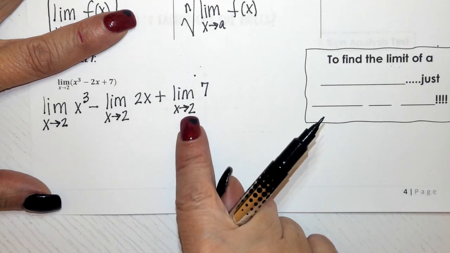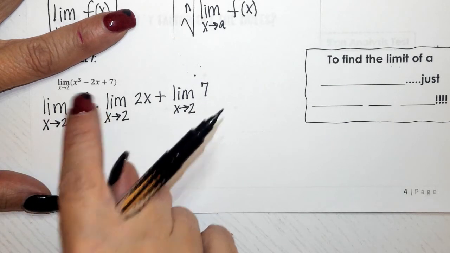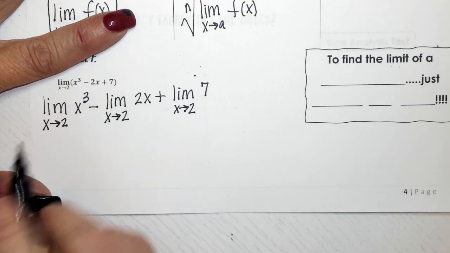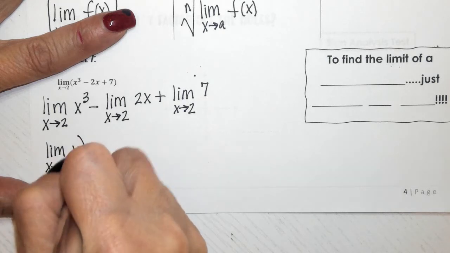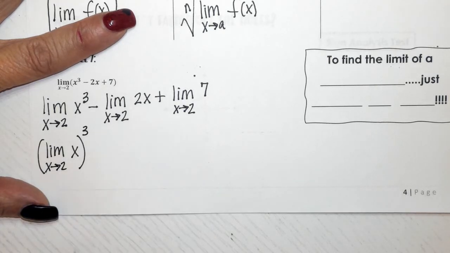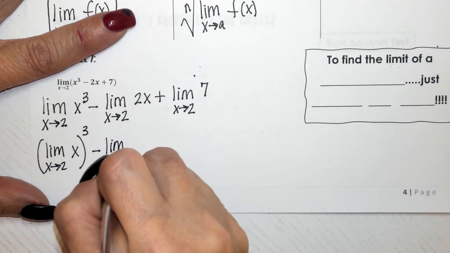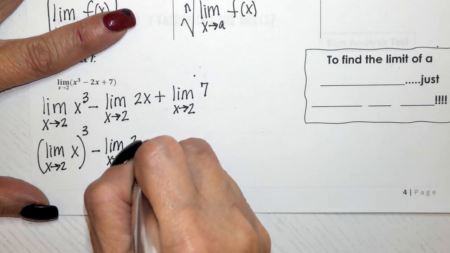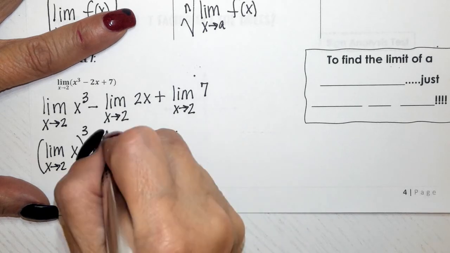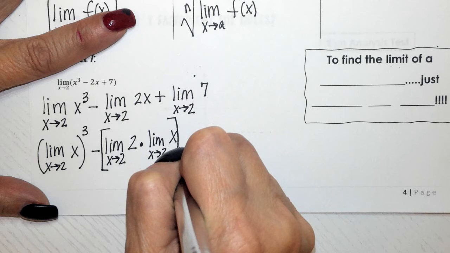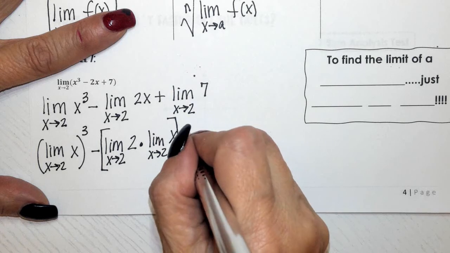I know that the limit of a constant is just that constant, right? I know that the limit of x cubed, I can take the limit of x and then cube it. So this will look like this. The limit as x approaches 2 of x, and after I figure that out, then I can cube it. Minus 2 times x, well, that's the limit as x approaches 2 of 2 times the limit as x approaches 2 of x. Now I'm going to put this like this. There's that constant again. I know that the limit of a constant is just that constant. Okay, I'm going to go ahead and do this.